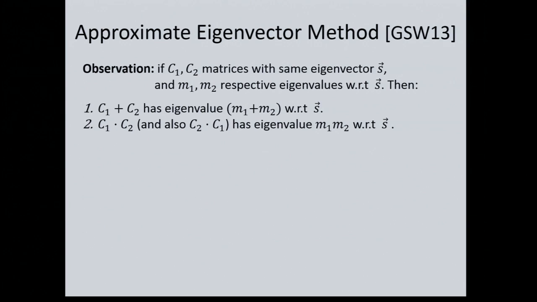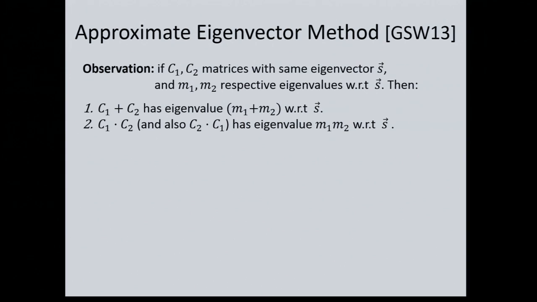And we noticed that if we have two matrices, C1 and C2, that have the same eigenvector S, and in C1, this eigenvector corresponds to eigenvalue M1, and in C2, it corresponds to eigenvalue M2. Then, if we add these two matrices, the sum is going to have the same eigenvector S, and the corresponding eigenvalue is going to be the sum of these two values, M1 and M2.